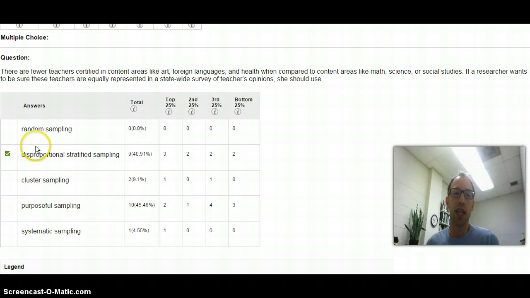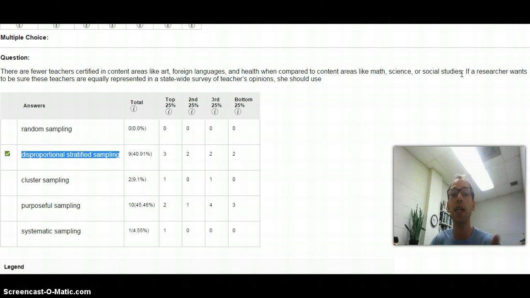Beyond that, the reason this is the best answer is that with a disproportional stratified sample, the whole idea is we want to make sure that we get enough of, say, art teachers, foreign language teachers, and health teachers. We want the same amount of art, foreign language, and health, even though they're not nearly as common as math, science, and social studies, so we set up a disproportional stratified sampling.